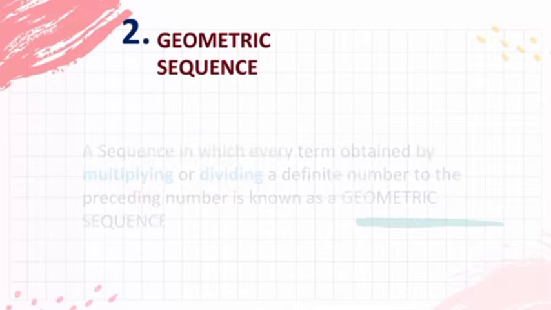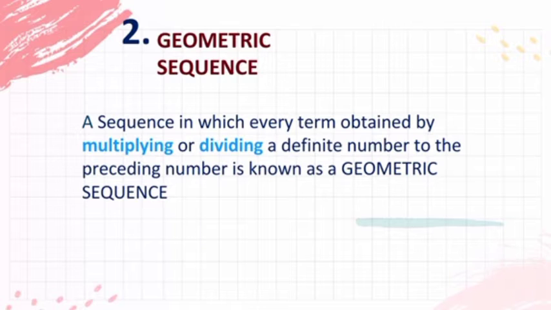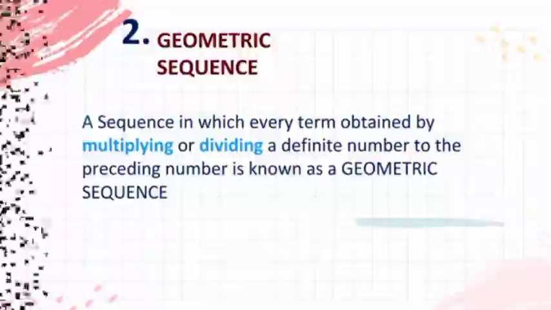the geometric sequence: a sequence in which every term is obtained by multiplying or dividing a definite number to the preceding number. In arithmetic, it is about adding or subtracting a definite number. Well, here in geometric sequence, it's about multiplying or dividing a definite number to the preceding number.